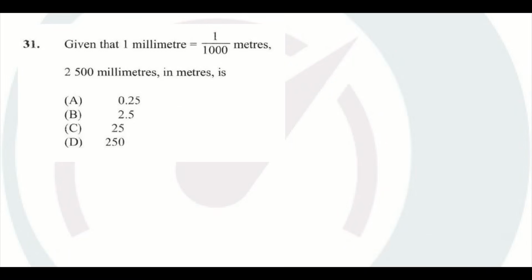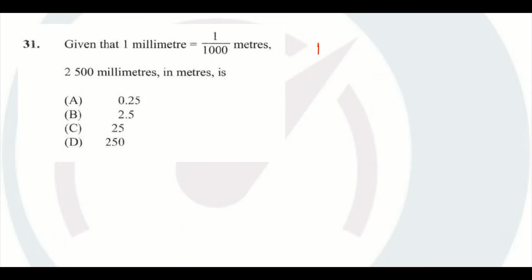Alright, given that 1 millimeter is equal to 1 over 1,000 meters, then 2,500 millimeters in meters is. You can look at it in this way. There are many ways, and this is basic. For some students, they don't need this, but for those who do, let me go through it.